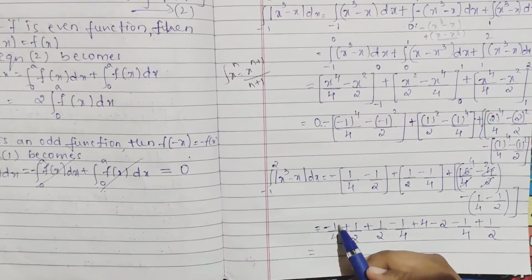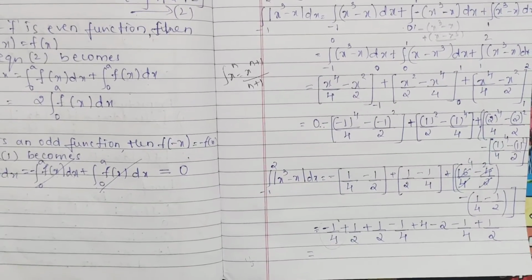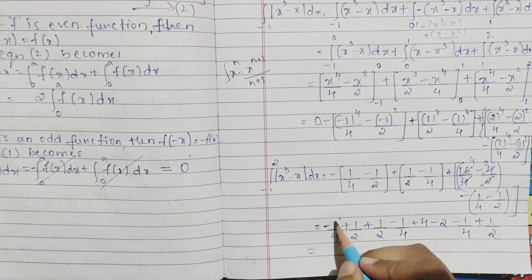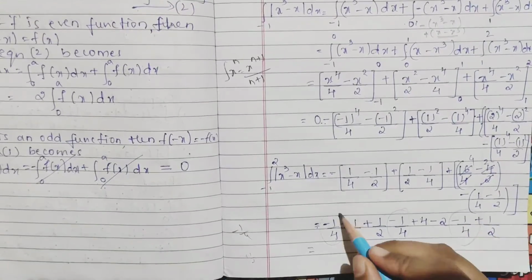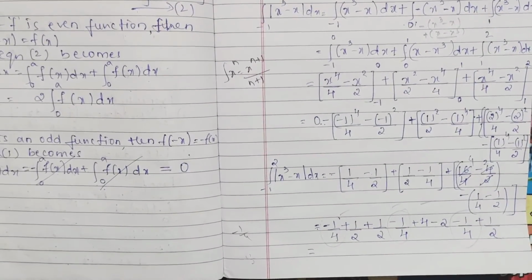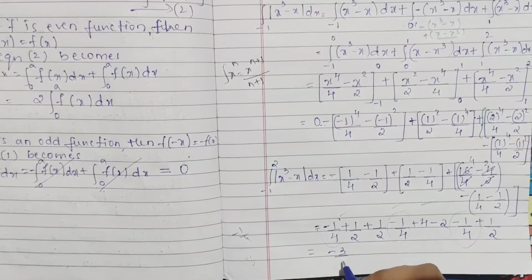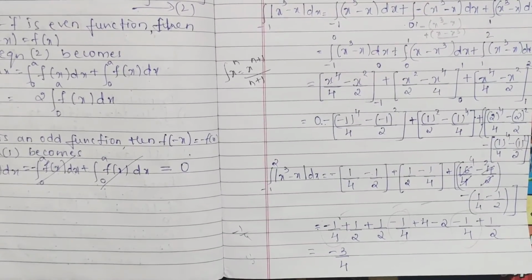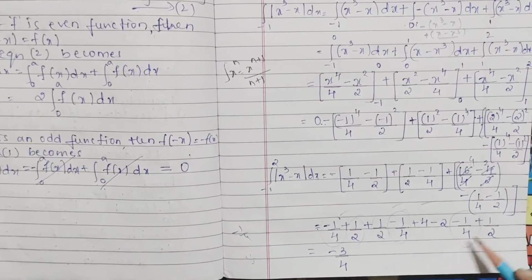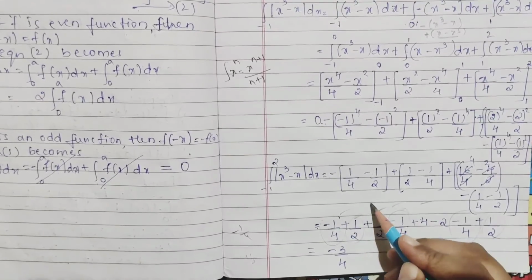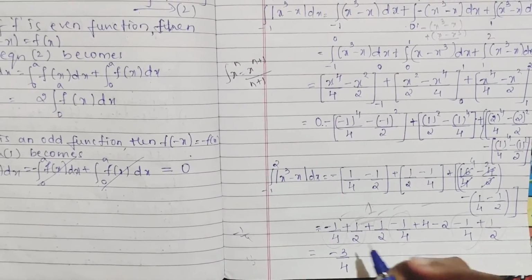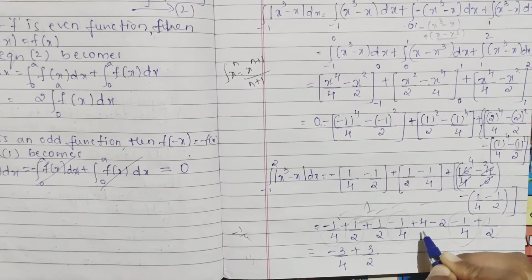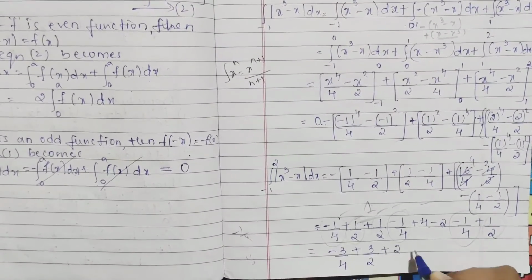So now here you can see minus 1 by 4, minus 1 by 4, minus 1 by 4, minus 1 by 4. So it is minus 3 by 4, right? Minus 3 by 4. Okay, and here you have 1 by 2, 1 by 2 and 1 by 2. 1 by 2 plus 1 by 2 is 1. This is 1 plus 1 by 2, which becomes 3 by 2, right? Plus 3 by 2. 4 minus 2 becomes plus 2, right?